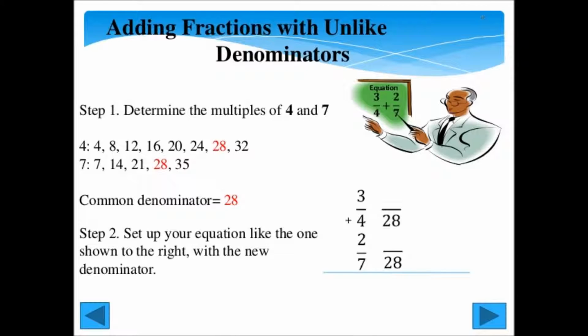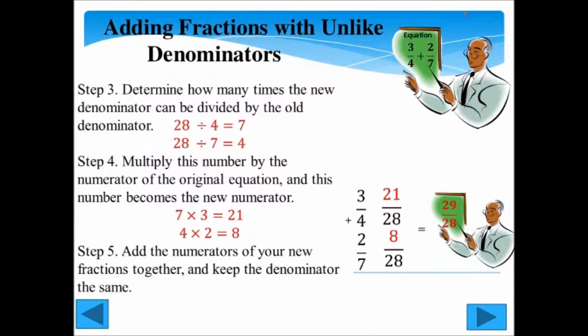Here are steps to adding fractions with unlike denominators. Step 1, determine the multiples of the denominators and find the least common denominator. Step 2, set up your equation with the new denominator. Step 3, divide the old denominator into the new one. Step 4, multiply that number by the numerator and this number becomes the new numerator. Step 5, add the new numerators of your new fractions together and keep the denominator the same.